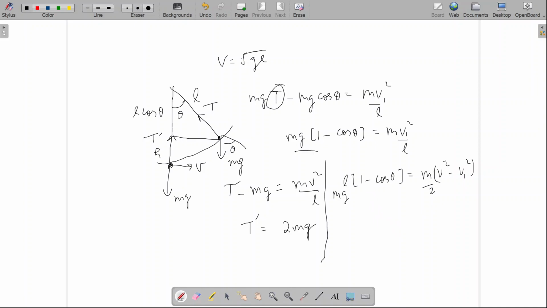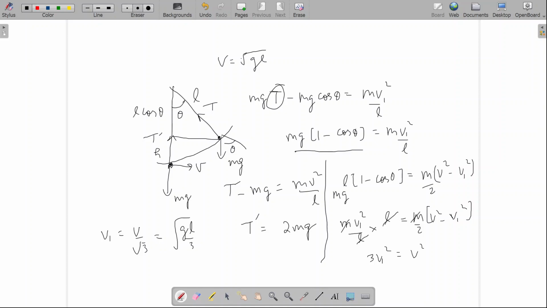So if we want to replace mg into 1 minus cos theta, we can do it. So it would become mv1 square by L into L is equal to m by 2 into v square minus v1 square. So that means 3 v1 square is equal to v square, or v1 is equal to v by root 3, or root gL by 3. So from this we can also find the value of theta.